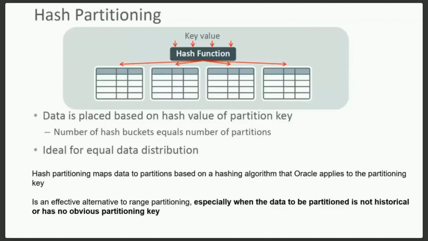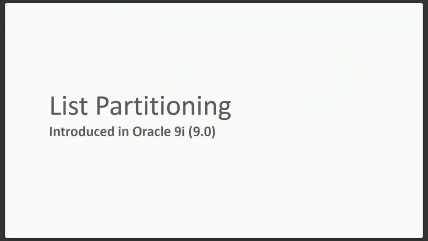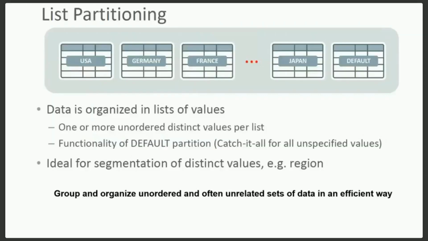So we take a key value, and Oracle will apply a hash function to that, and you can see out here the data has been divided into a number of hash buckets, and these hash buckets typically will equal the number of partitions. So that was Oracle 8i, and then moving on to Oracle 9 was when another form of partitioning called list partitioning was introduced.